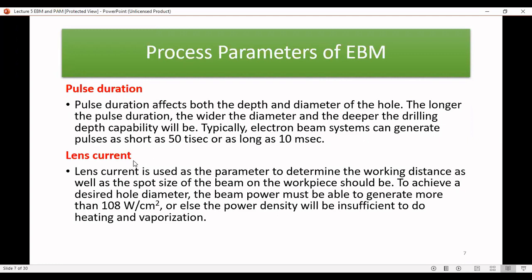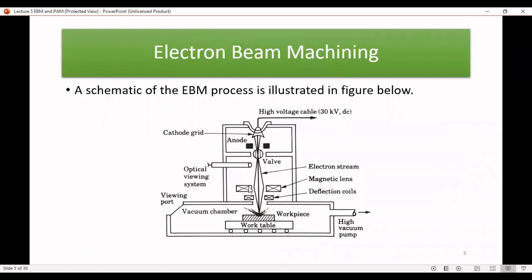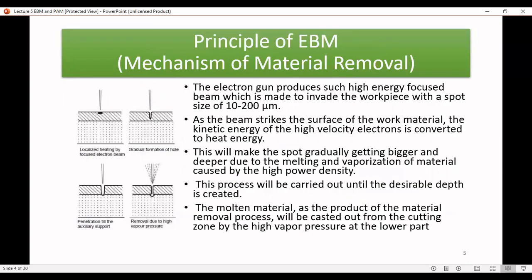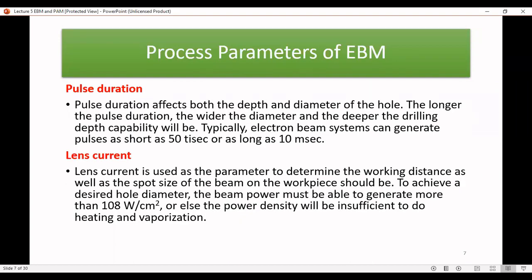So you also have a lens current. The lens current determines the working distance as well as the spot size. So this is basically the lens current, which will dictate the spot size and the focal point. You can actually adjust where the electrons will focus on the workpiece. Is it on the surface or a bit below the surface of the workpiece? So these are the three main parameters that are important in the EBM process.